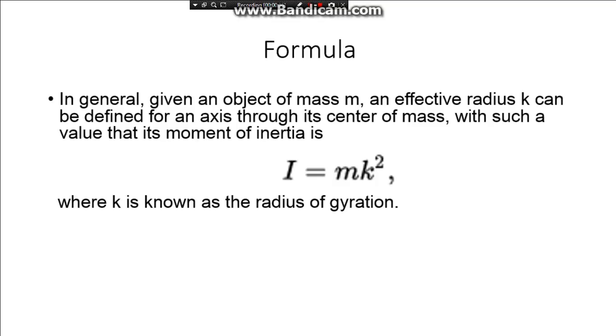Moving on, we'll look at the formula for moment of inertia. Given an object of mass m and effective radius k, which is known as the radius of gyration, we can define, for an axis through its center of mass, the moment of inertia as mk squared.